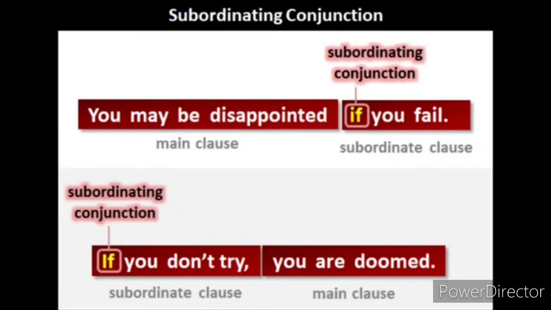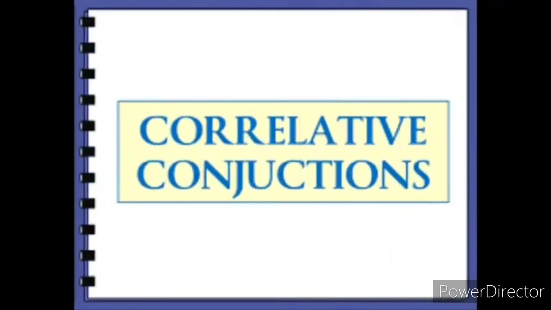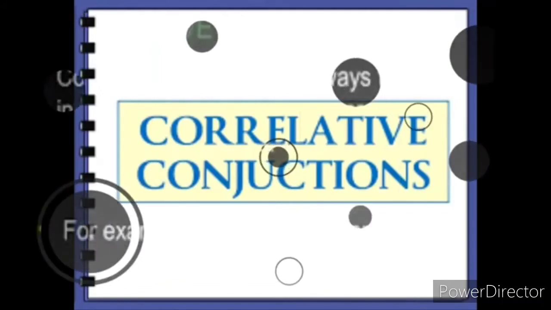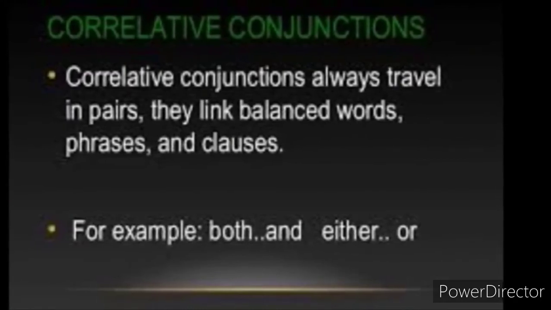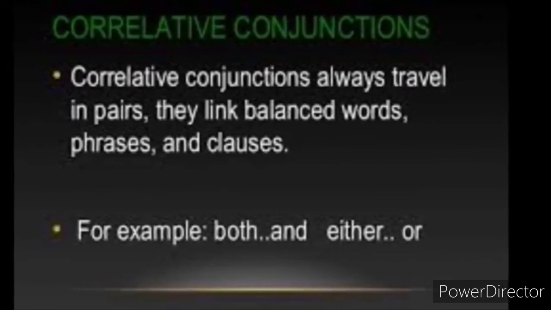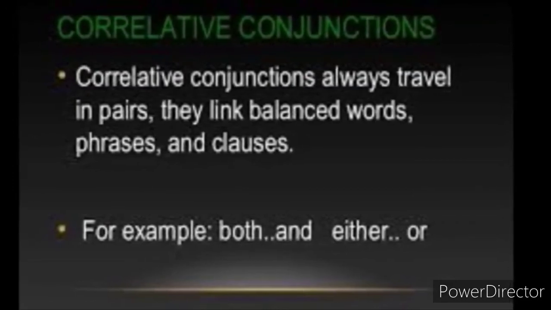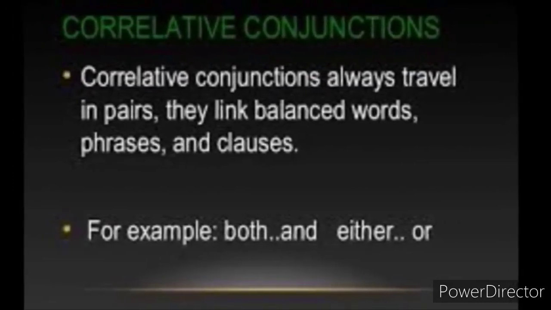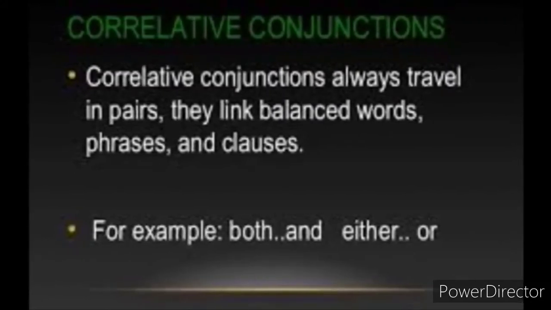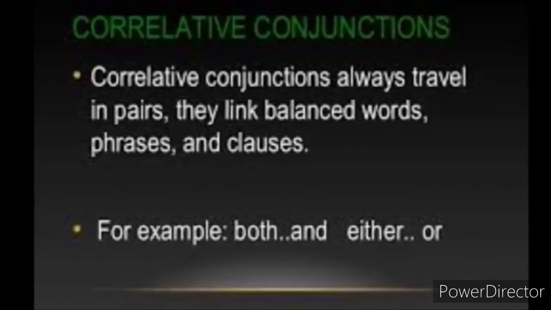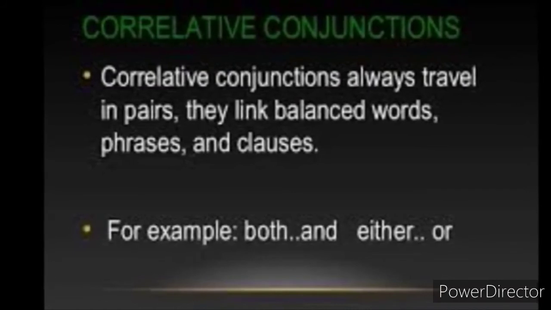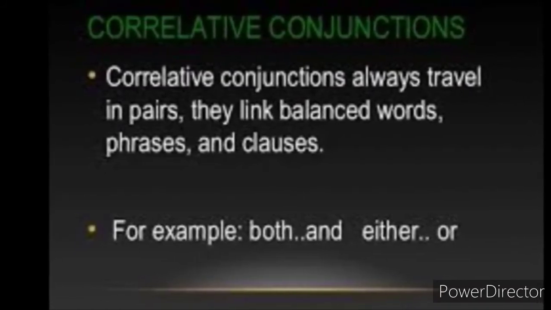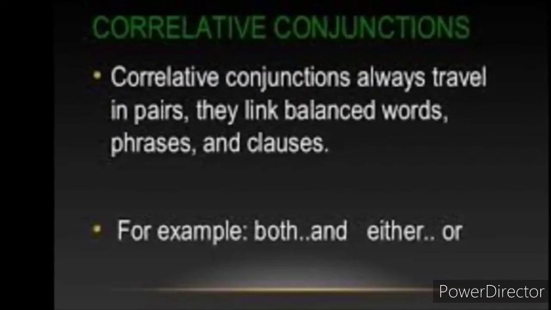Now let's move on to the last type of conjunction, that is correlative conjunctions. What is meant by correlative conjunction, children? Correlative conjunctions are the conjunctions that are always in pairs. So be clear, children. Correlative conjunctions are conjunctions that are always used in pairs, and they join balanced words, phrases and clauses. For example, both and, either or, neither nor, etc.